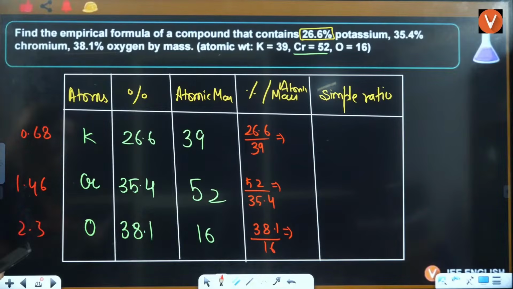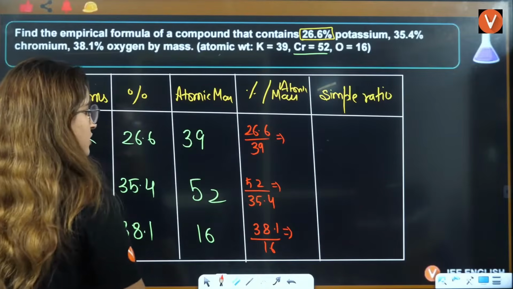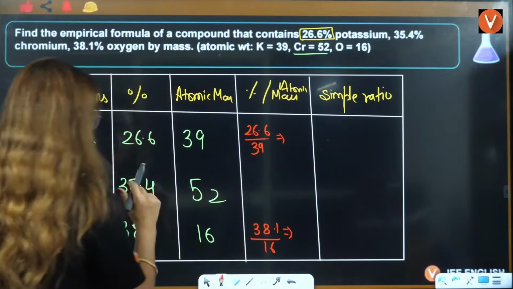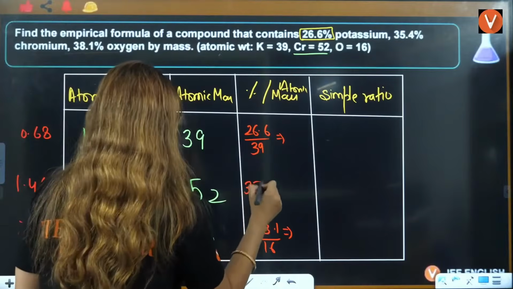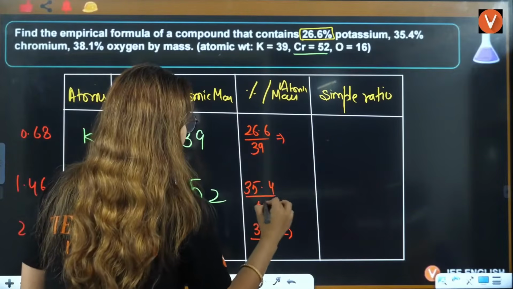I think the formula is somewhat coming out to be. Just give me a minute. Wait a minute. This is where the mistake is. That's what I was thinking, that why it is not 35.4 divided by 52.